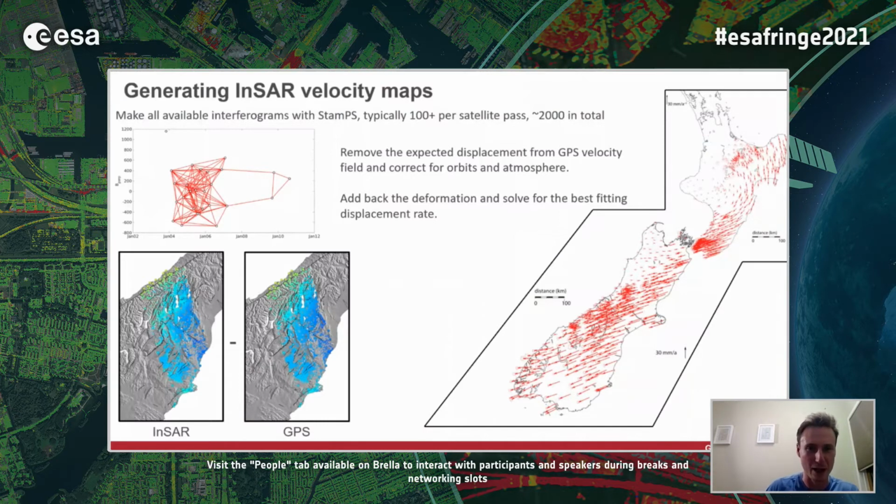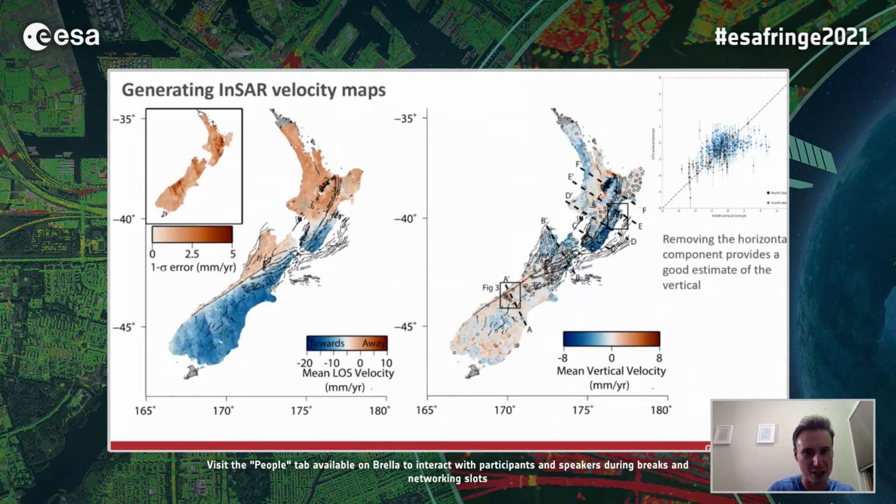This is what we end up left with. On the left-hand side is essentially the full line of sight displacement field, and then what I'm showing on the right, which I'll focus on mostly, is a proxy for the vertical. If we strip out all the horizontal based on the GPS, then what we're assuming is the residual which is left over is basically dominated by the vertical component.